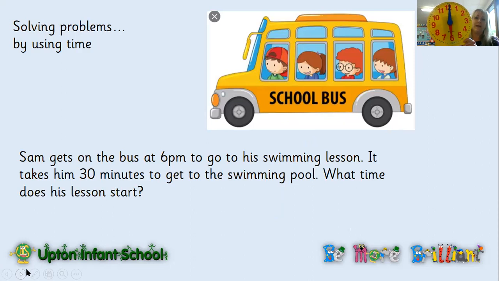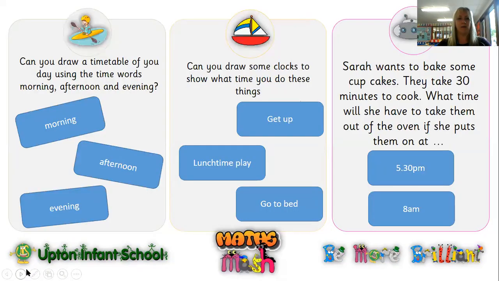Now 30 minutes is halfway around our clock, because if you remember what we've been talking about in school is that an hour is 60 minutes long. So half of 60 is 30. So I know I need to go halfway around my clock until I reach this time. And it is 6:30. So Sam gets to his swimming lesson at 6:30. Brilliant. Now let's see what activities we can all get up to at home.